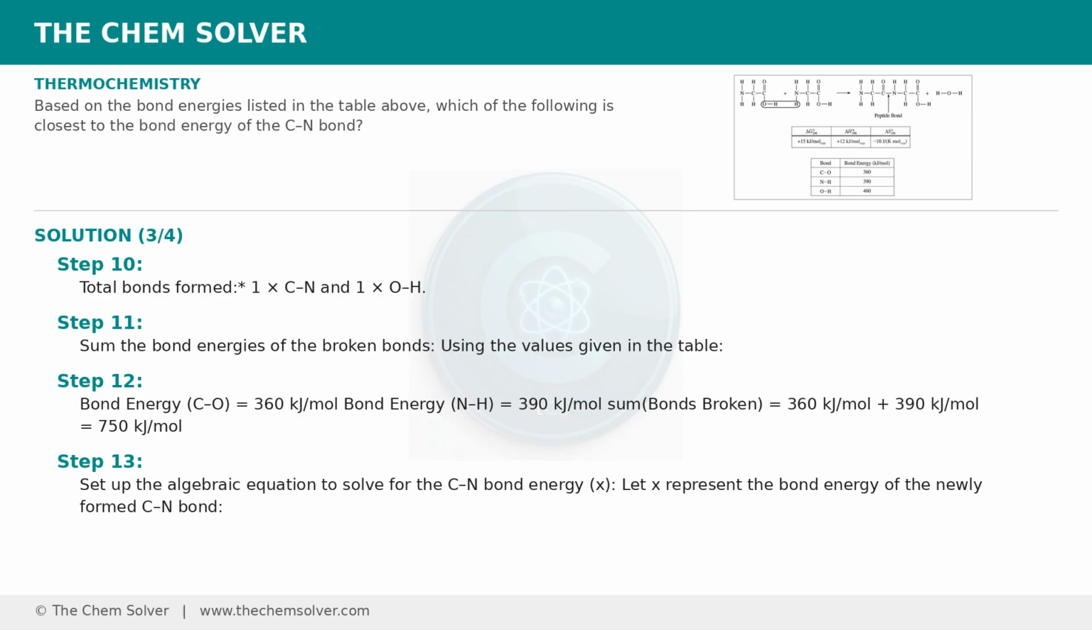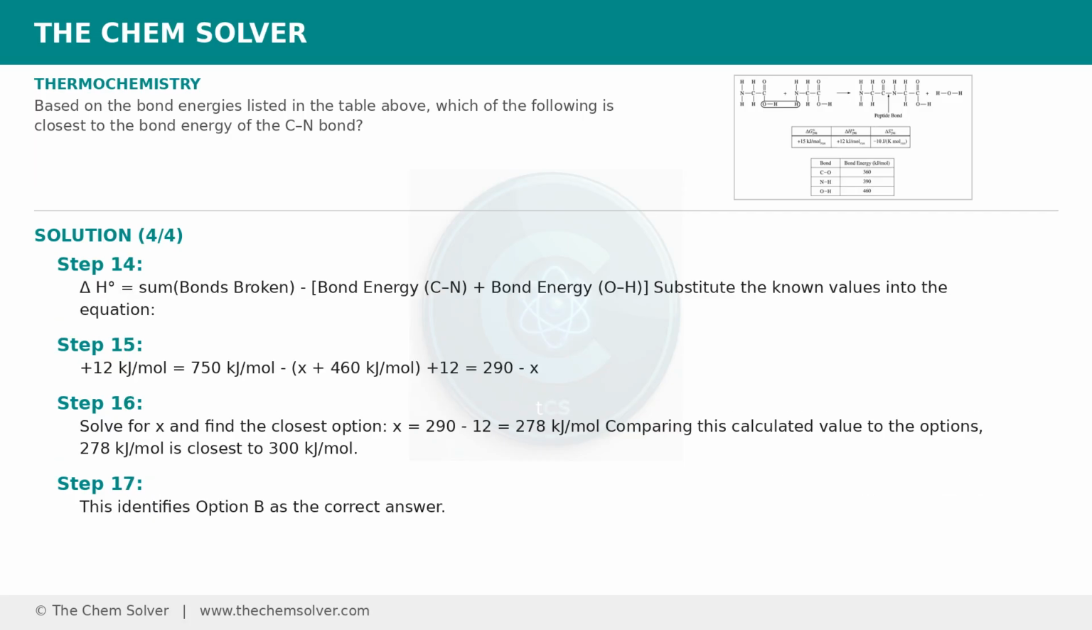Set up the algebraic equation to solve for the C-N bond energy. Let X represent the bond energy of the newly formed C-N bond. Delta H degrees equals the sum of bonds broken minus the sum of bonds formed, bond energy C-N plus bond energy O-H.